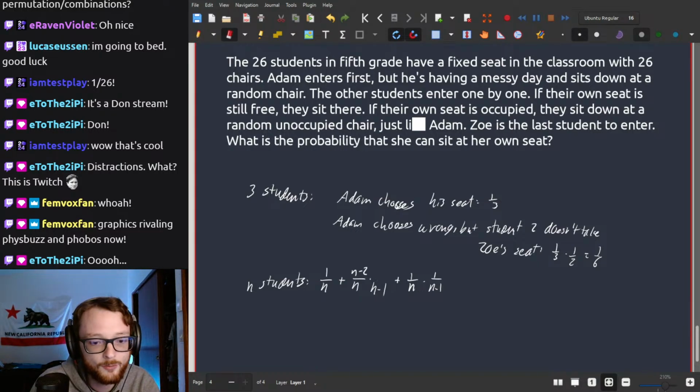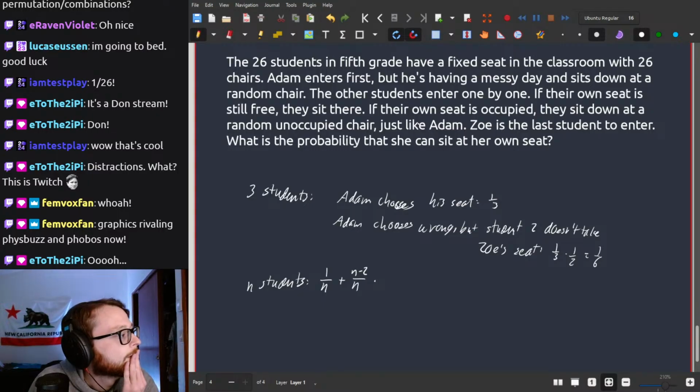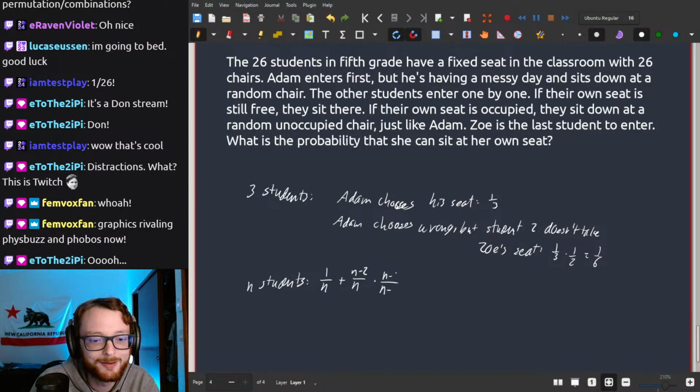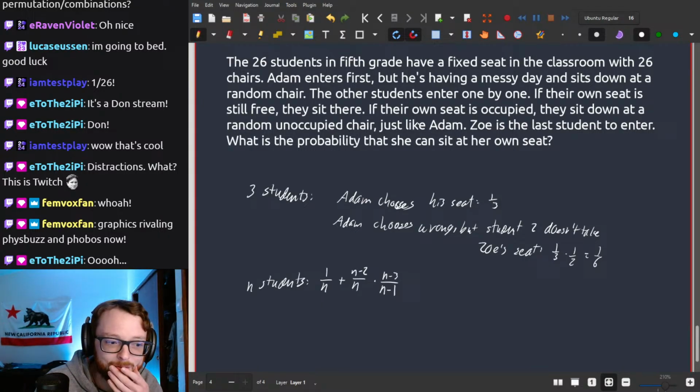And then the next... Well, this might even need more terms. I don't think I'm doing this right. The next person has n minus 1 good seats to choose from. Wait, n minus 3, right? There we go. That makes more sense, I think. Over n minus 1. Maybe this is the progression?